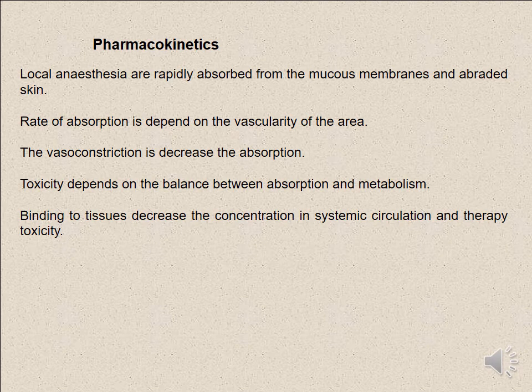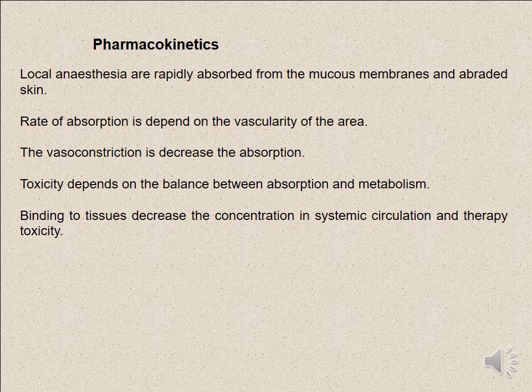What is the pharmacokinetics of local anesthetic drugs? Local anesthetics are rapidly absorbed from mucous membrane and abraded skin. If the skin does not have any injury or abrasion, the drug does not go through the skin, but it can go through the mucous membrane and be absorbed. The rate of absorption depends on the vascularity of the area: the more vascular the area, the more rapid the absorption of the local anesthetic drug and the better the anesthesia. The vasoconstrictor decreases the absorption of the local anesthetic drug into the bloodstream.